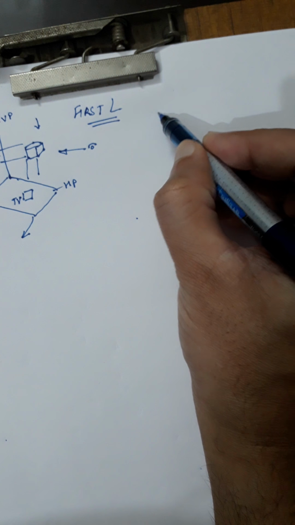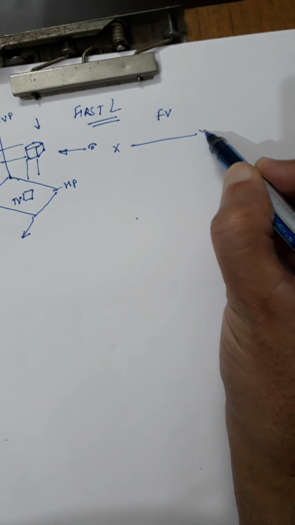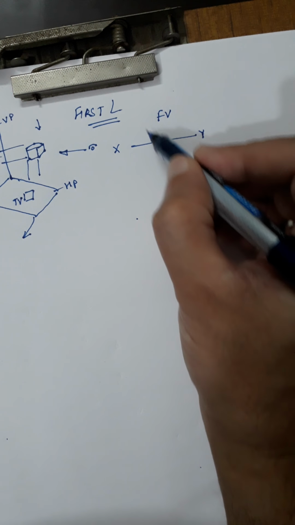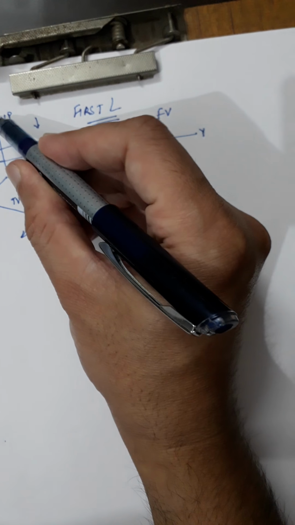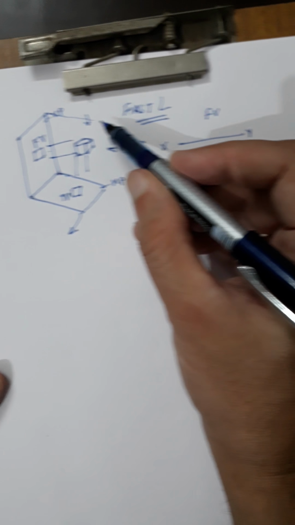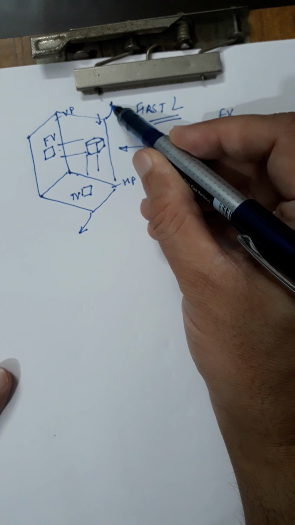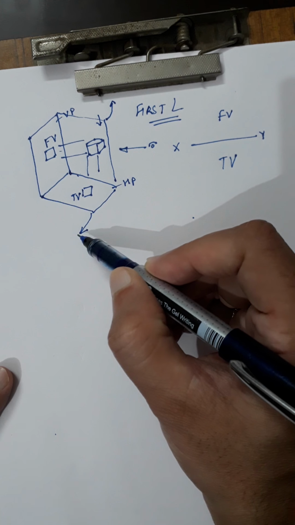In this case the front view will be above the XY line. So this is the XY line. When you rotate HP clockwise 90 degrees, this will happen, and the top view will be below the XY line. And for the side view, this is the profile plane, the third plane, and you have to rotate the profile plane anti-clockwise 90 degrees. HP you have to rotate clockwise 90 degrees.